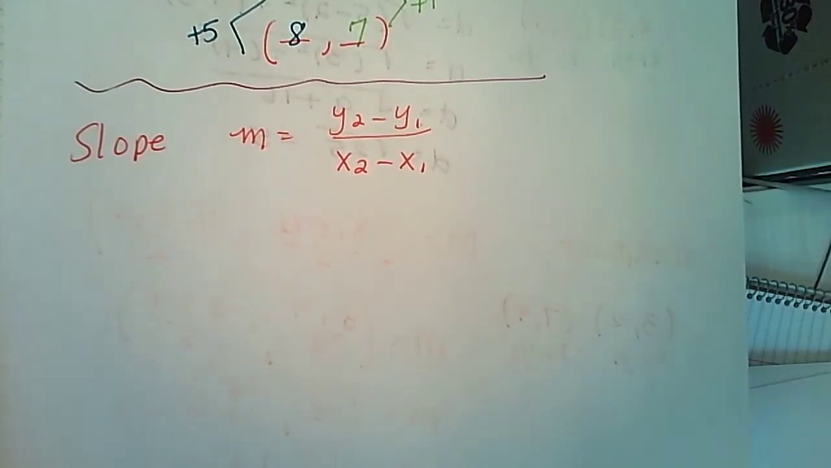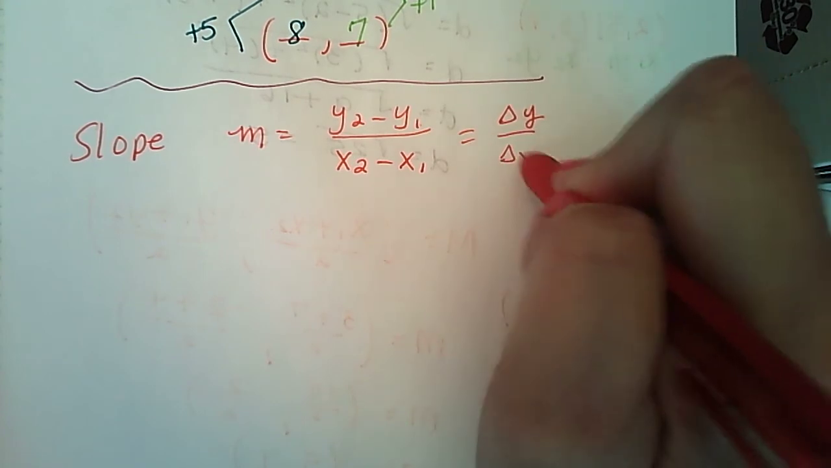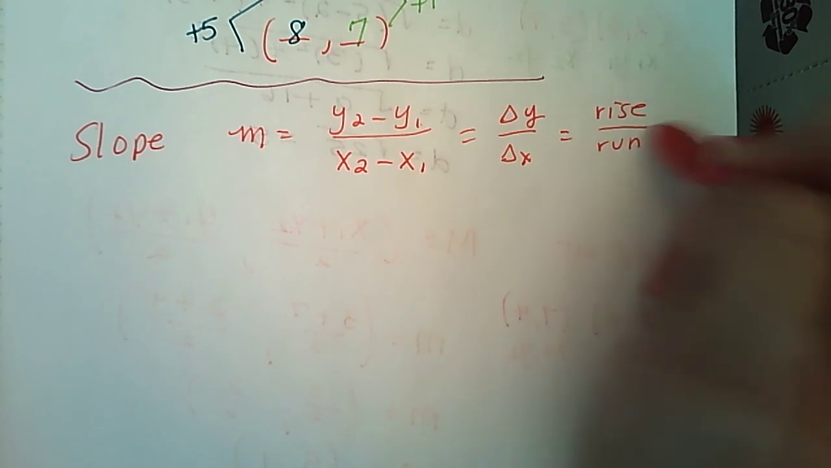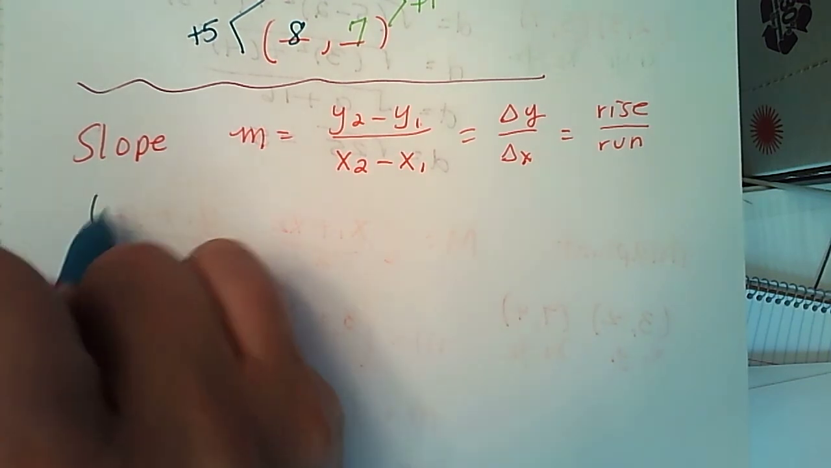So the basics of slope, if you remember, is just the change of y over the change of x, or if you remember back when, rise over run. Same thing, all the same thing. But if I'm given two ordered pairs, I use my formula to find slope.